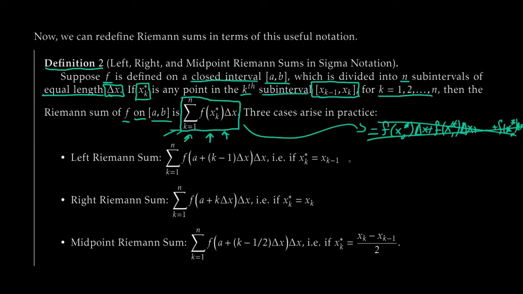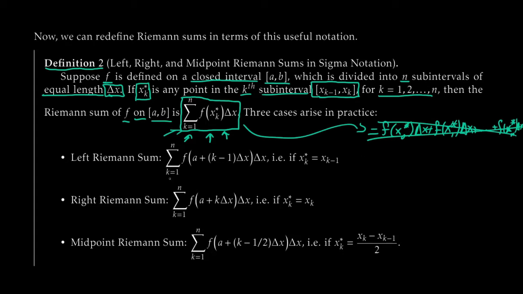Cool. So the three common cases we talked about that occur in practice, the left, right, and midpoint Riemann sums, take on a far easier form here. However, they look a little bit more confusing at first. Don't let this throw you off. They're not any more difficult to do. They're still annoying to do, but they just look a little bit different when they're written compactly. Luckily, though, this makes it much easier to deal with them.